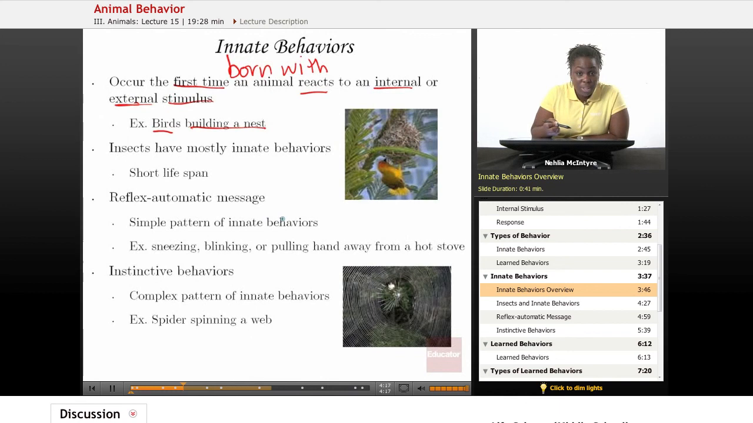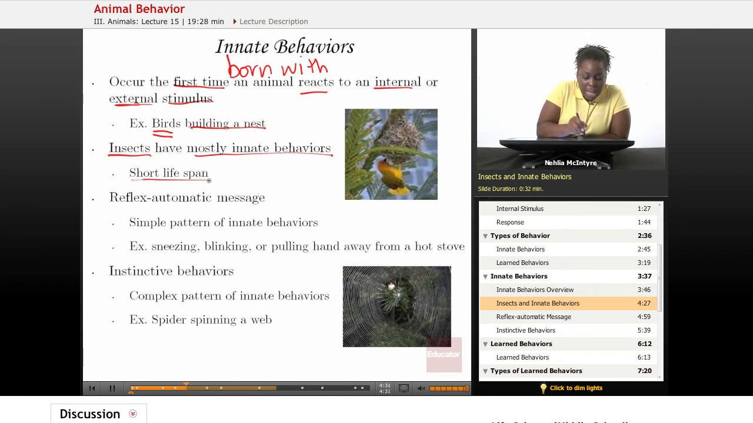Now, the nest, when it's first made, might not be the nicest or prettiest nest. It might be a little bit sloppy, but the birds know innately that they have to build a nest in order to survive. Insects also have mostly innate behaviors because of their short lifespan. They don't have parents around to teach them learned behaviors. So you don't have to teach a fly how to fly. They automatically know that, and that's what we would consider to be an innate behavior.